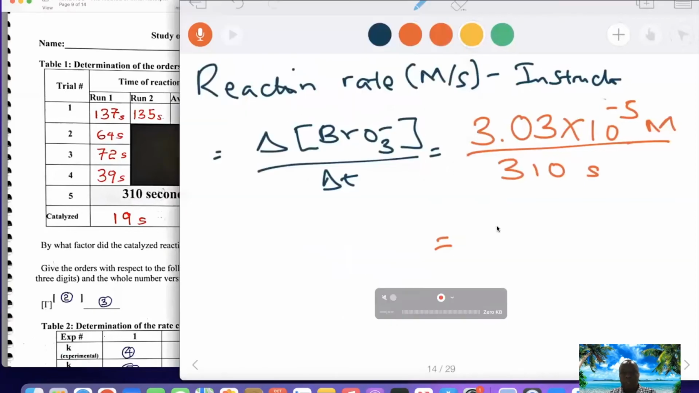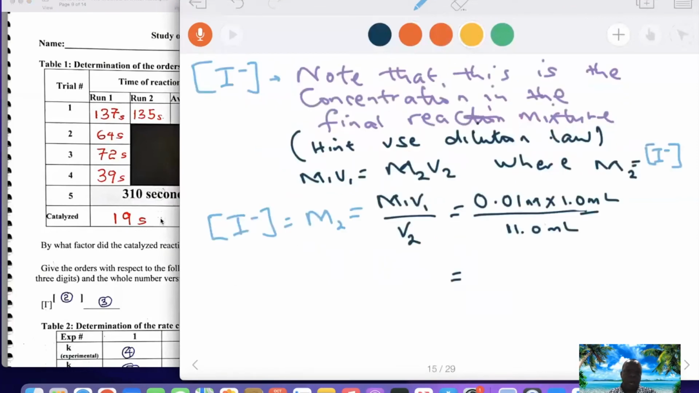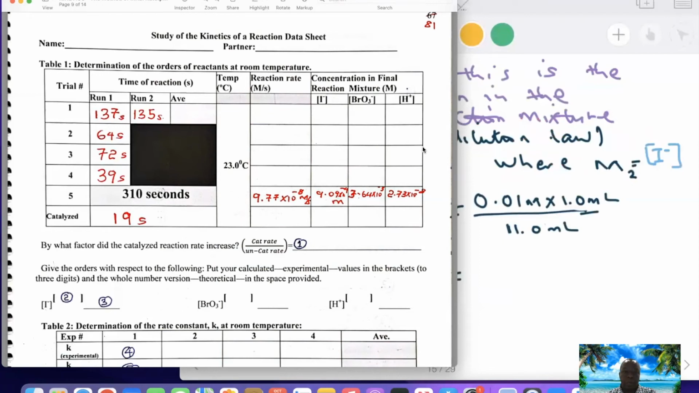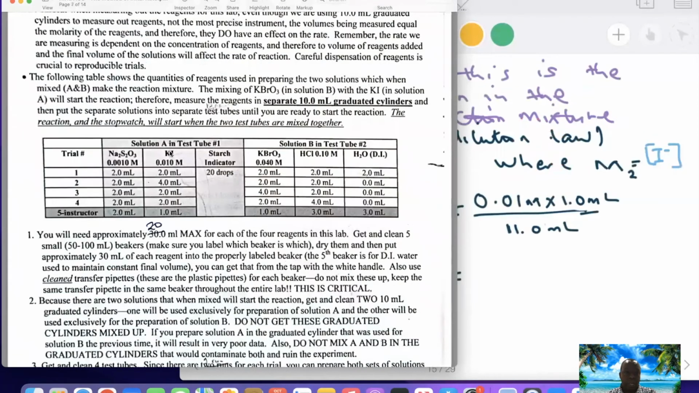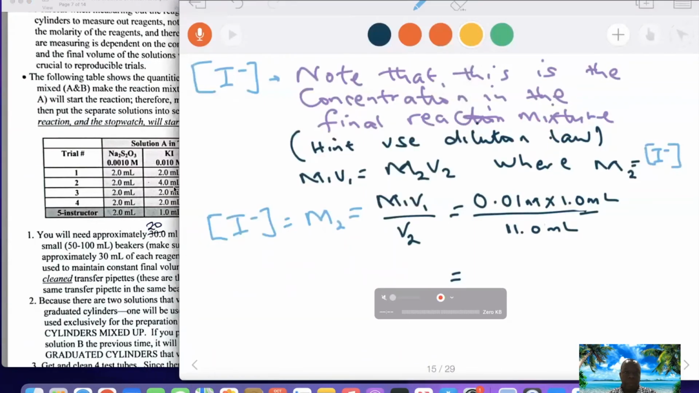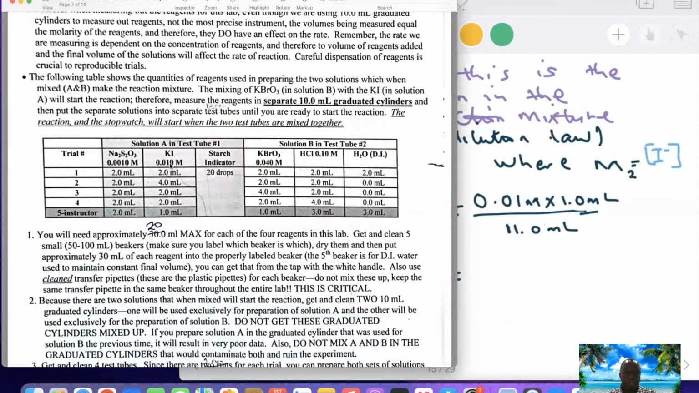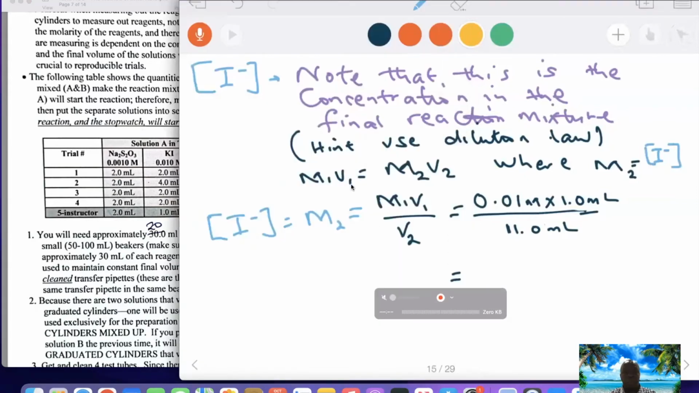Now for the concentration of iodide here for the instructor. If we go back to the instructor right here, this is the potassium iodide, which means the iodide negative, I negative from potassium iodide. This is not the concentration you will use. You need to use the dilution law. You are expected to know the dilution law, M1V1 equals M2V2, where M2 is actually the concentration of the iodide. I negative equals M2, M1V1 over V2.